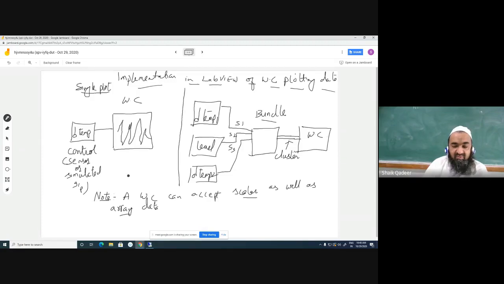The common point between these two implementations is the y-axis is applied by the user and x-axis is calculated by the waveform chart. I have given a note that a waveform chart can accept either a scalar quantity or it can accept an array data type, like example cluster.